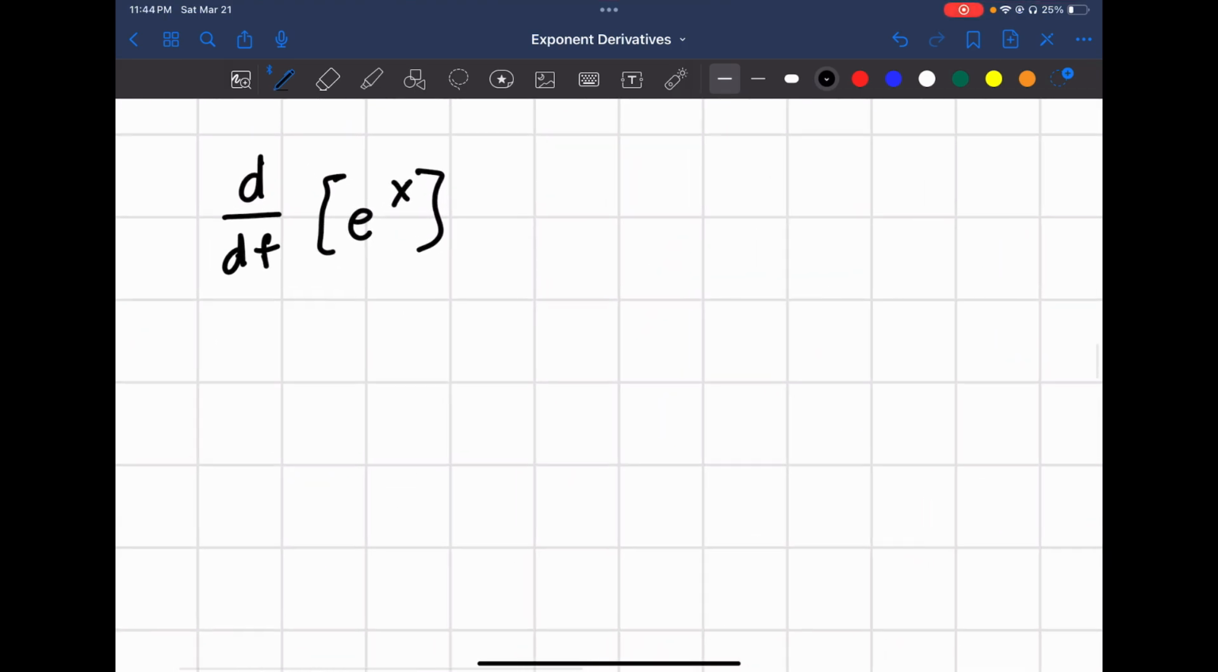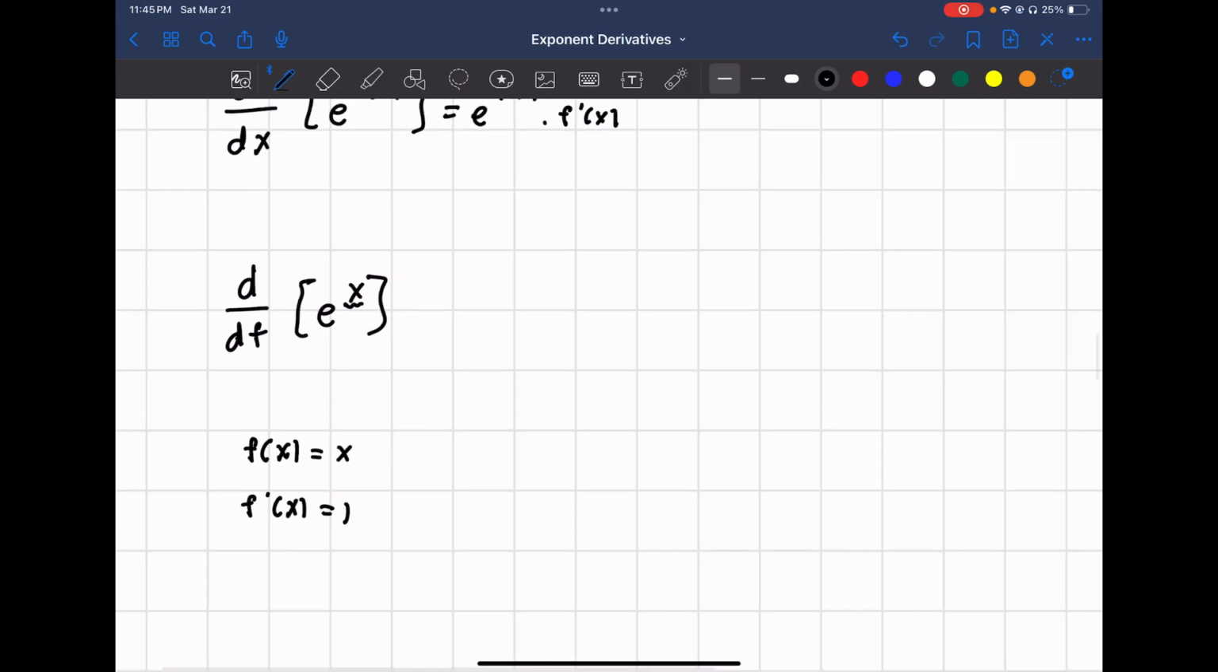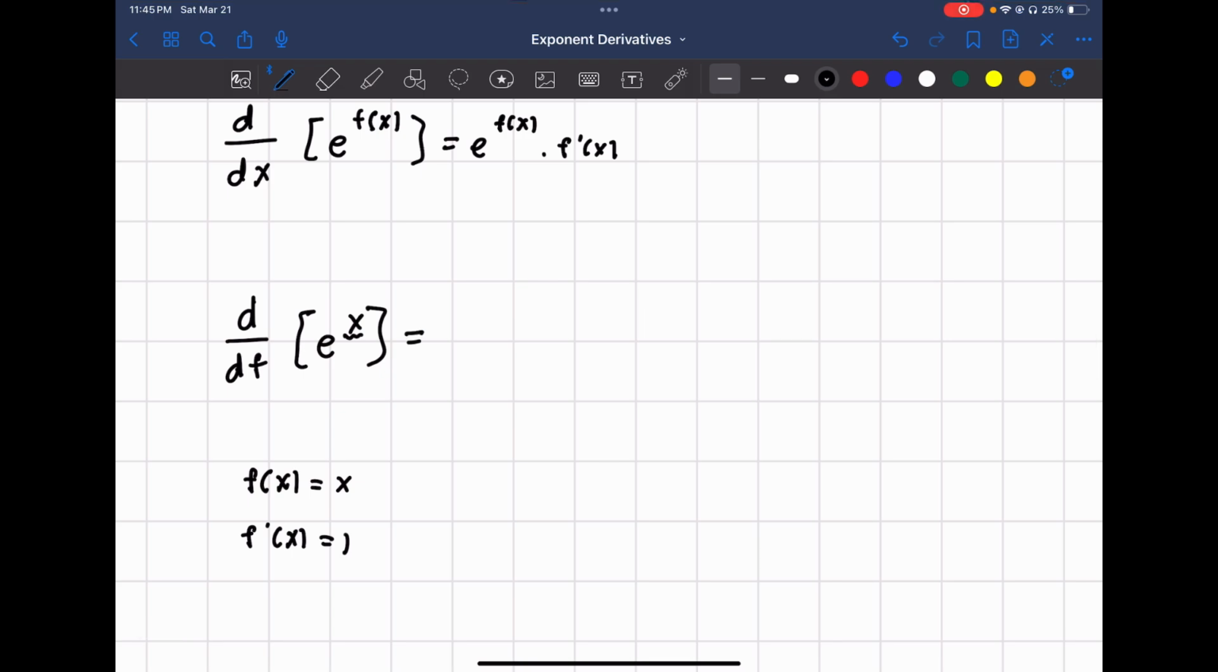Our first example, we have e to the x. So our function part would just be x, so f(x) will be equal to x. f prime of x, our derivative, will be simply 1. And looking at our formula, we just plug it in. So e to the power of f(x), which is equal to x, times f prime of x, which is equal to 1. And this is equal to e to the x. And this is our final answer. And it is important to note that e to the x is the only function that is equal to its own derivative.